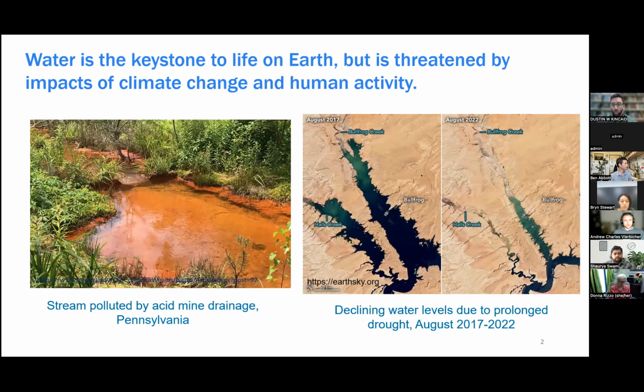We can also, in some places, see impacts of climate change on water availability, like in this photo on the right, which shows how prolonged droughts led to decreasing water levels in places like the Southwest United States between 2017 and 2022.